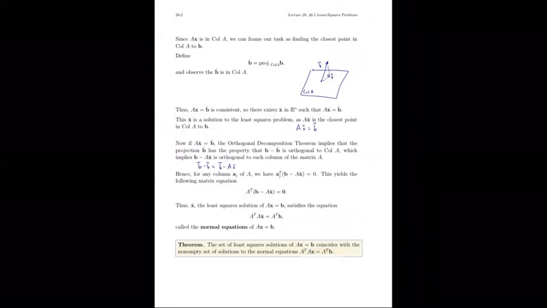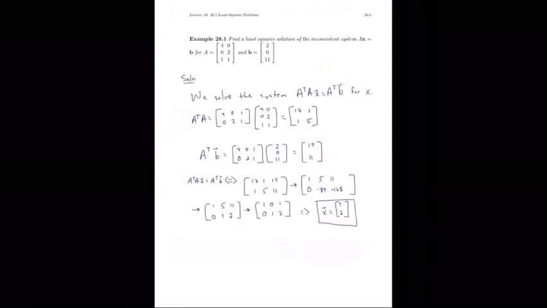This is a pretty powerful solution. We'll see some other ones that we can use as well that depend on some properties of A. But first, let's implement this in an example. So we're asked to find a least squares solution to the inconsistent system AX equals B.